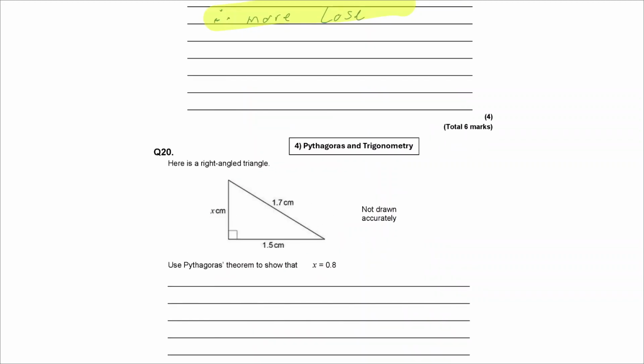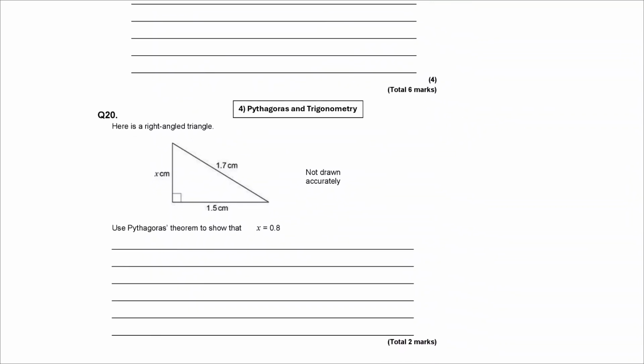Okay, we're now on to section number 4, which is looking at Pythagoras and trigonometry. I think on the front of the booklet, I've just noticed it just said trigonometry, but it is Pythagoras and trigonometry. So it's a mixture of both of those there. Now, question 20 says this.